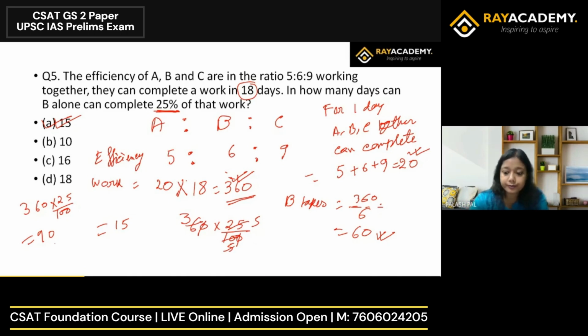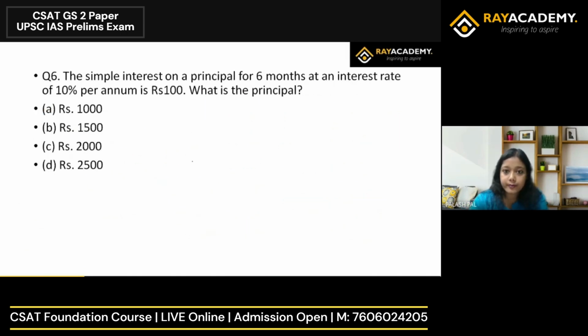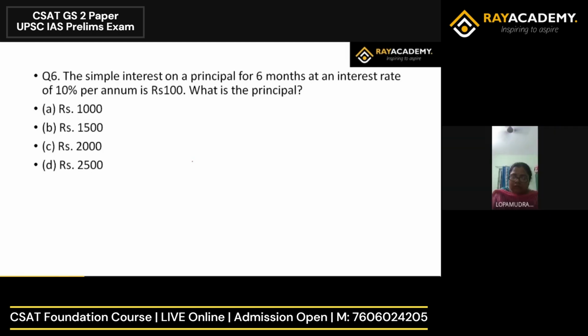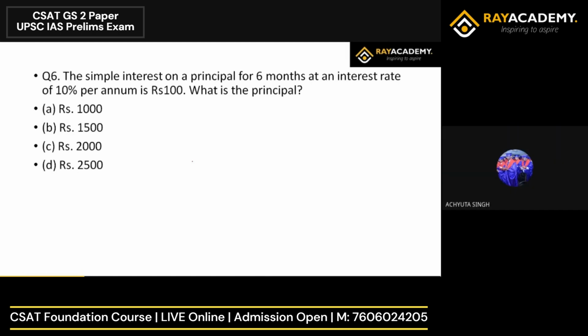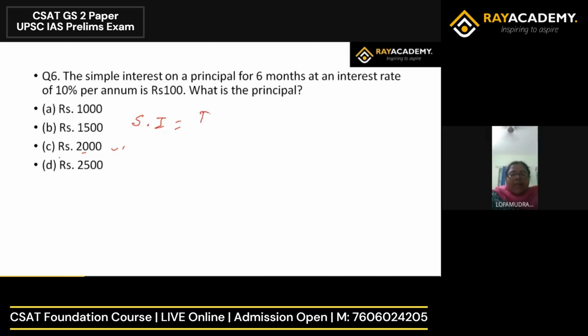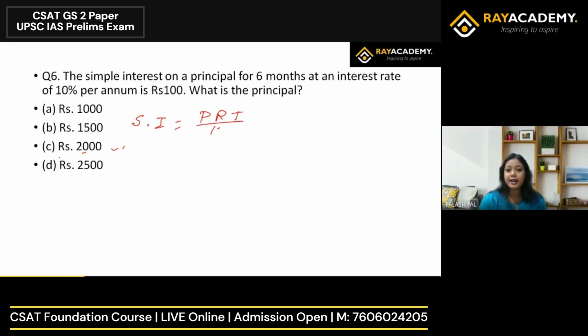Next question. The simple interest on a principal for 6 months at an interest rate of 10% per annum is rupees 100. What is the principal? This question is related to simple interest. What is the simple formula? Simple interest is equal to P into R into T by 100. Very good. PRT by 100.